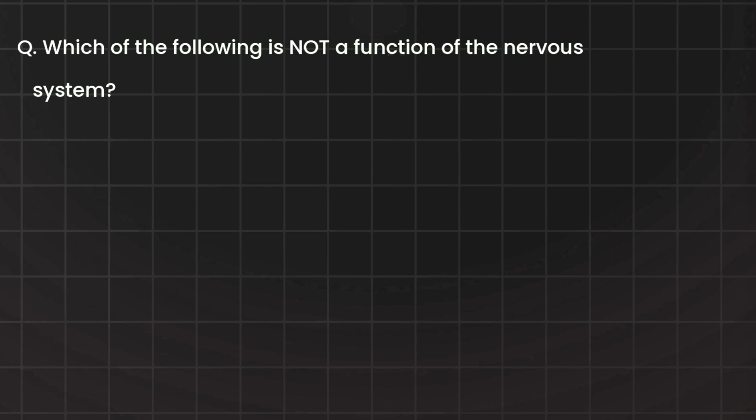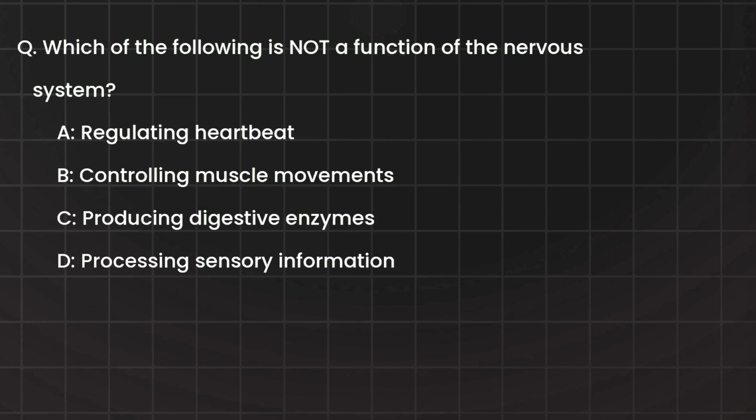Question: which of the following is not a function of the nervous system? Option A. Regulating heartbeat. Option B. Controlling muscle movements. Option C. Producing digestive enzymes. Option D. Processing sensory information. You have 5 seconds to answer the question.